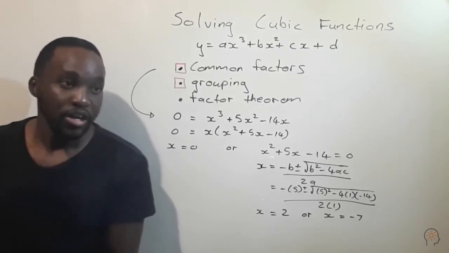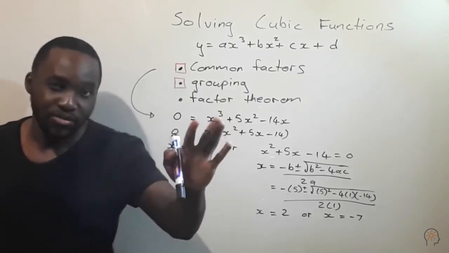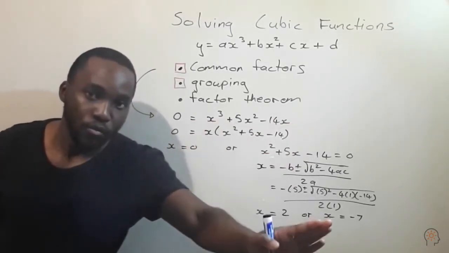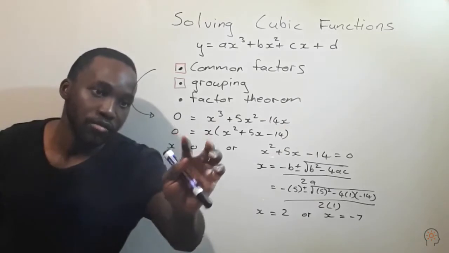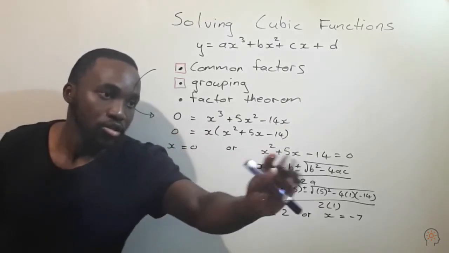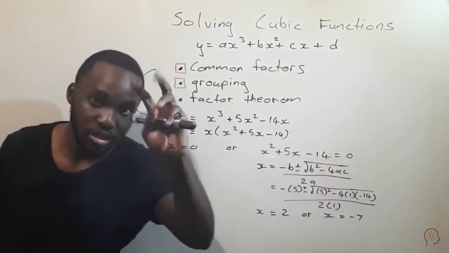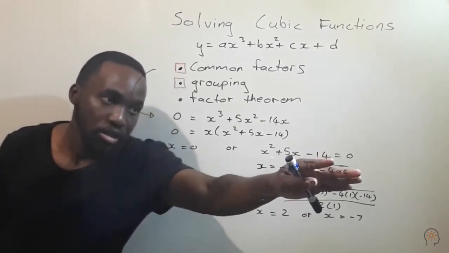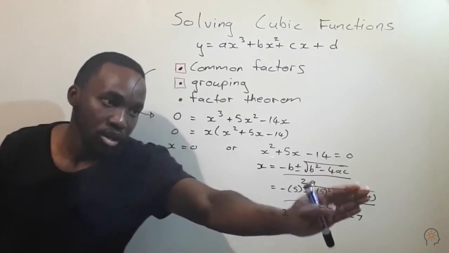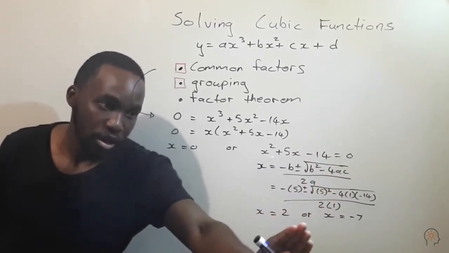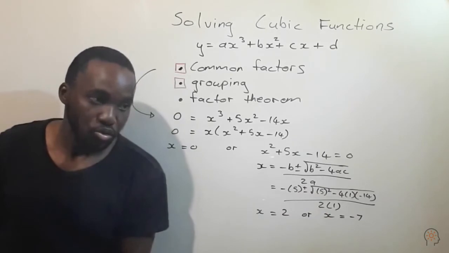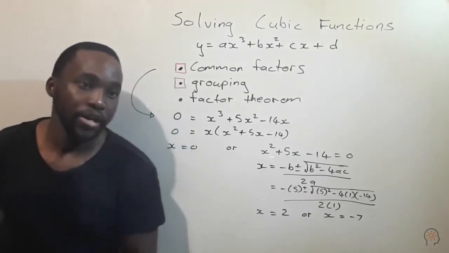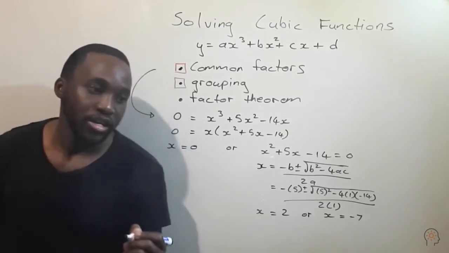Very simple. And you can always bank on getting some of these here and there, where you can easily just take out a common factor and then solve for x. Here we know that this is giving us our first solution. This is going to give us our second pair of solutions. This is just a quadratic equation. We threw that into the quadratic formula, worked it out, and we got x is equal to 2 and x is equal to -7.